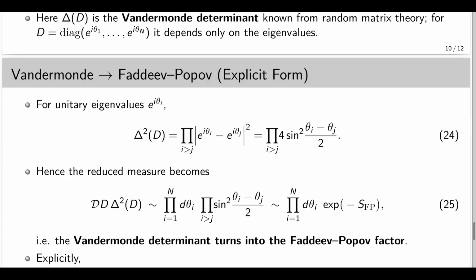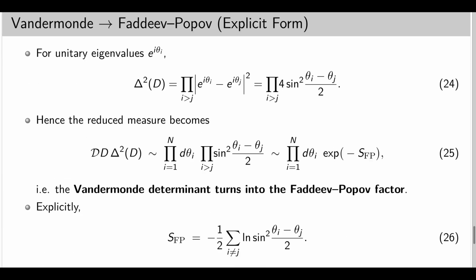Next, we write the Vandermonde explicitly. Delta squared equals the product over i greater than j of absolute e to the i theta i minus e to the i theta j squared, which equals the product of 4 times sine squared of half the angle differences. Hence, the reduced measure becomes product d theta times exp of minus S sub FP, with S sub FP equals minus 1/2 the sum over i not equal j of log sine squared of half the angle difference. This is exactly the Faddeev-Popov term.